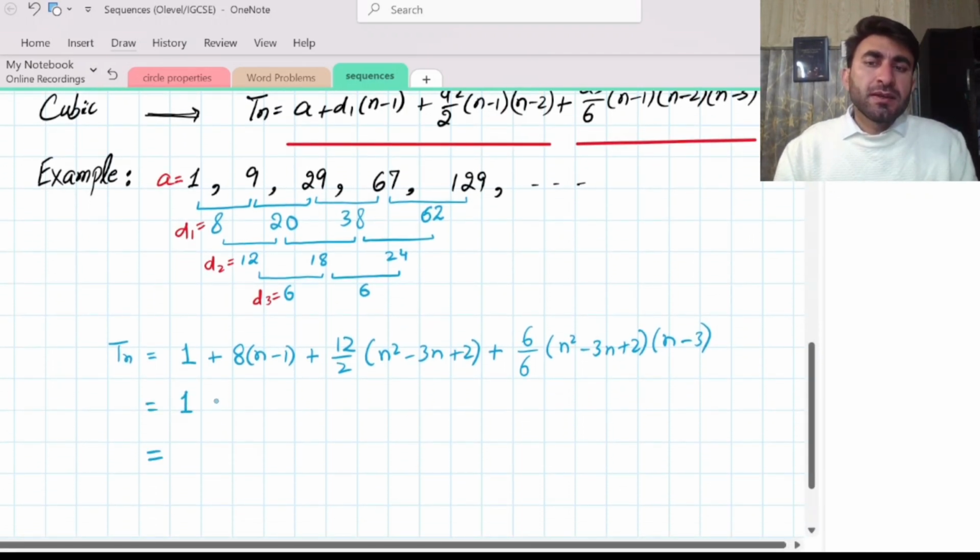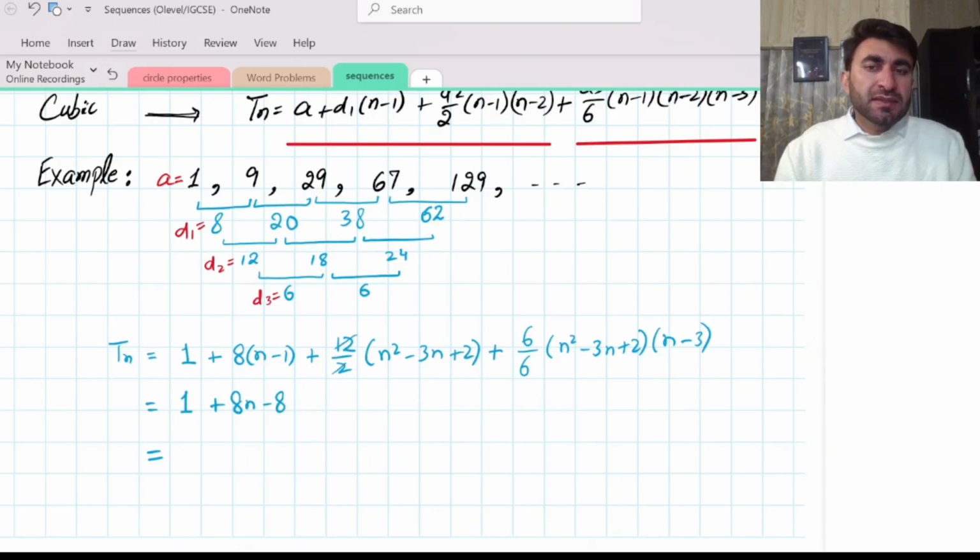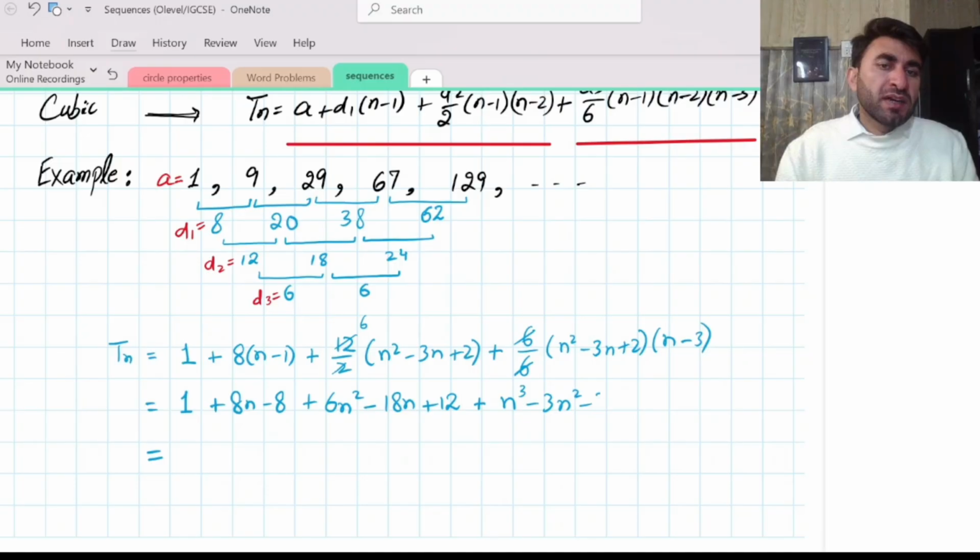So it becomes 1 plus 8n minus 8, and then it is 12 divided by 2, which is 6, and 6 will be multiplied inside, and that becomes 6n square minus 18n plus 12. And then here we can just cancel 6 with the 6 in the denominator, and then we need to multiply these two expressions, and that becomes n cube minus 3n square minus 3n square plus 9n plus 2n minus 6. Now let us simplify this.